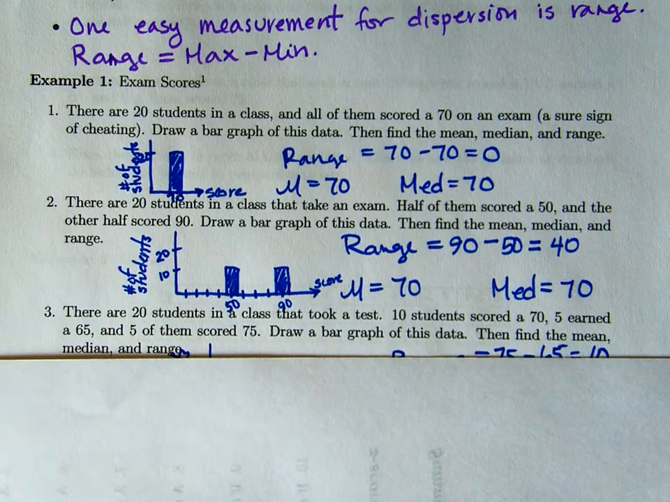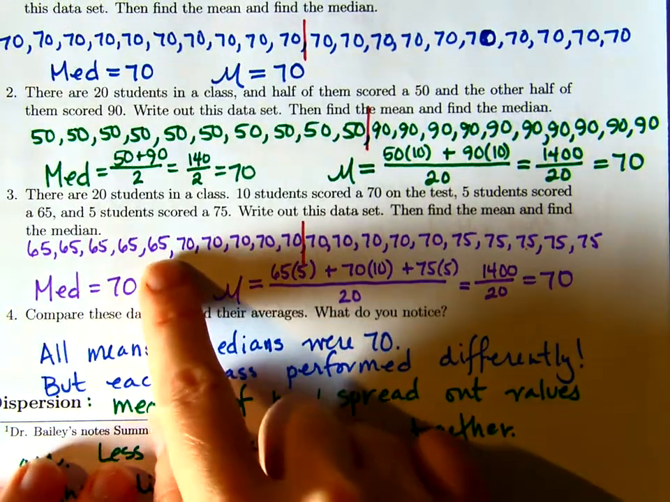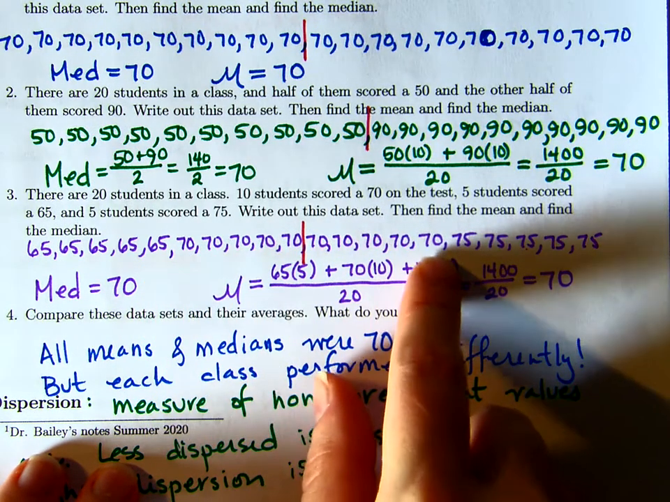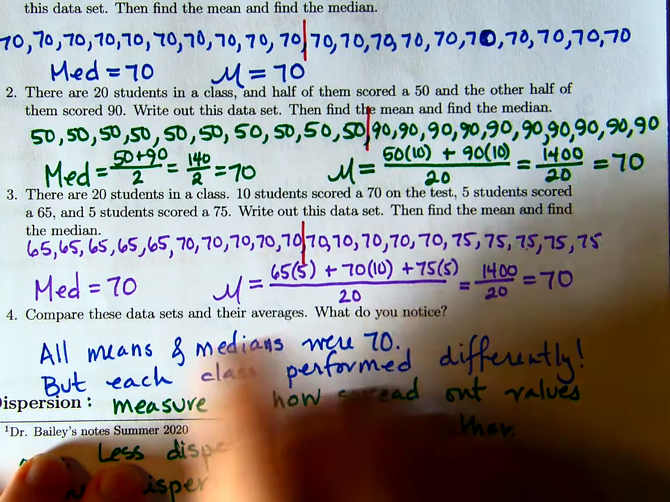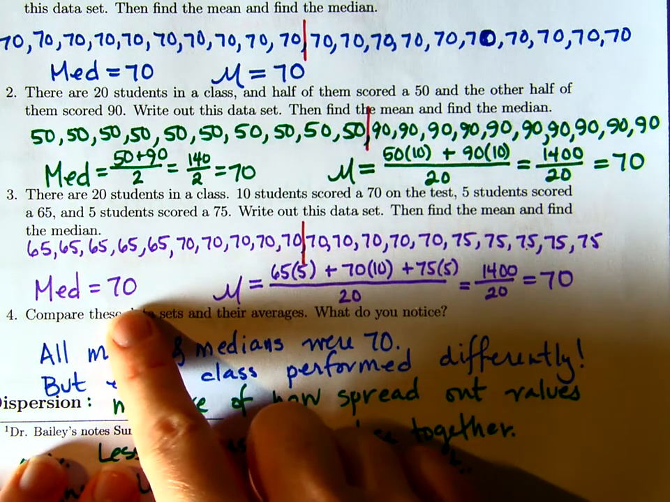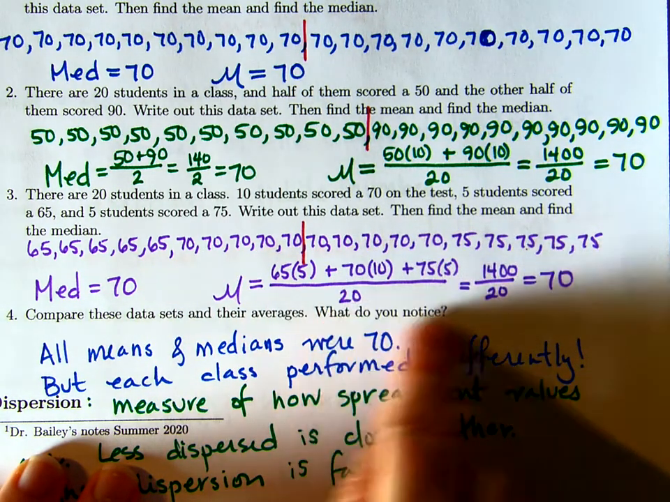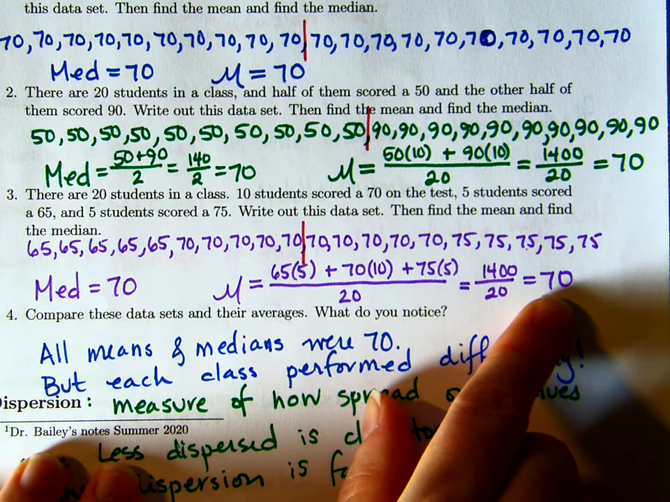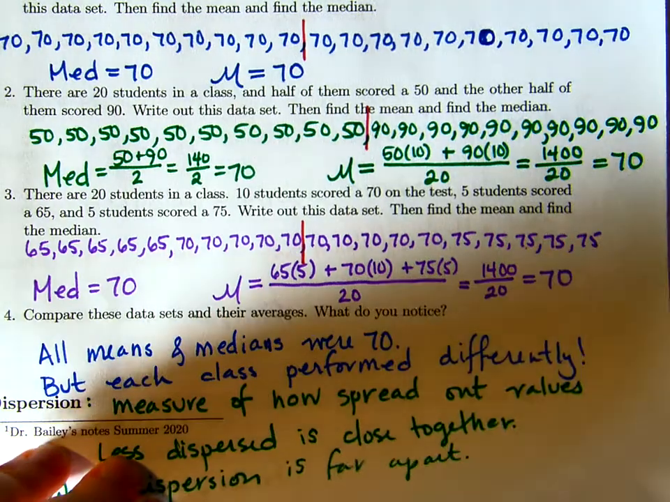10 of the students scored a 70, 5 scored a 65, and 5 of them earned a 75. Okay, so written out as a complete data set, 5 of them got middle D's, 10 of them got exactly a low C, and 5 of them got a middle C. Now the middle number is a 70, and if we add up all of these and divide by how many students, which is 20, we also get a mean average of 70. So on average, they also scored a 70.